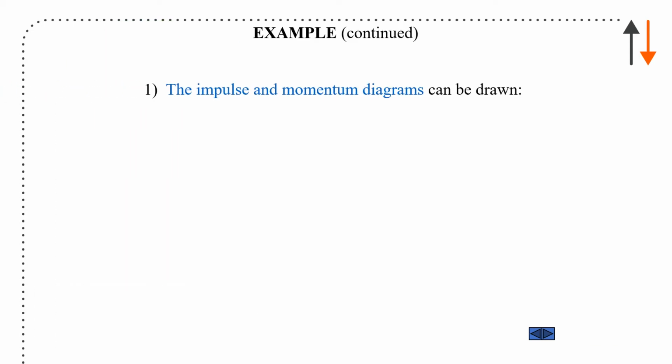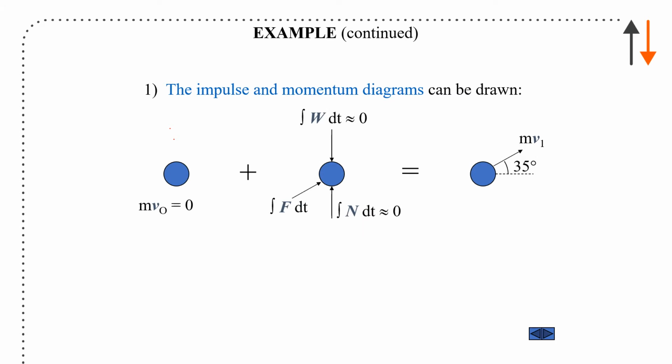So I start out and draw the impulse momentum diagram, and I have to recognize that the ball starts at rest, so it has a momentum of 0. I have weight forces acting on it and normal forces, and for now I'm just going to assume that they are 0. I'll go back to this assumption afterwards because I think it's useful to look at. I'm given a force applied for 3 milliseconds, so that's my impulse, and my final result is a ball that's going at 40 meters per second at an angle of 35 degrees.